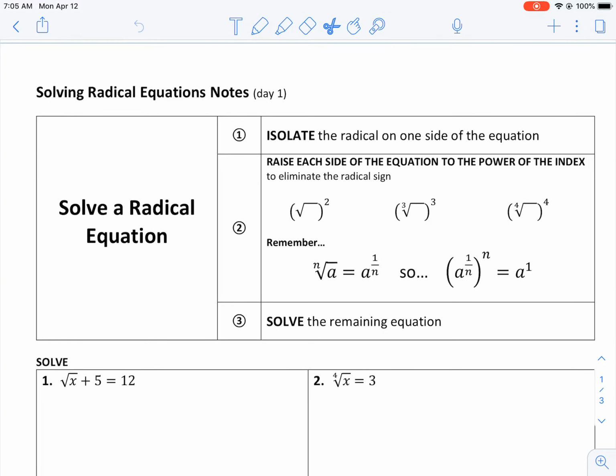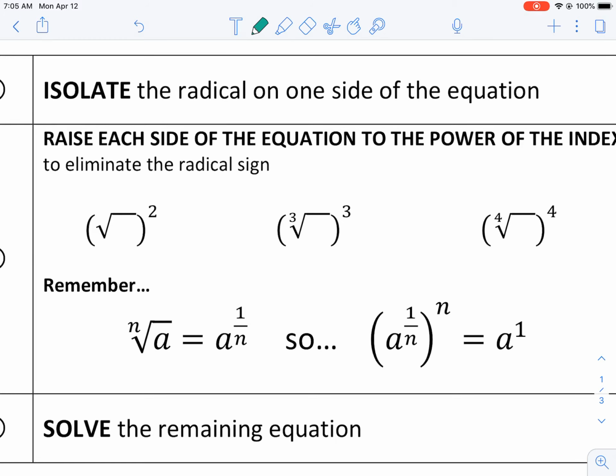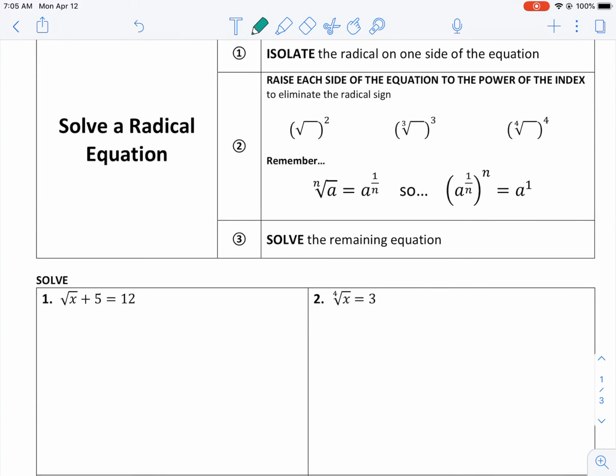So what you want to do is, number one, isolate your radical on one side of the equation, which means get your radical by itself, because the whole purpose of getting rid of a radical is that you have to use the exponent that the radical has. Like this is a square root, so you have to use a squared to cancel it out. This is a cube root right here, so we cube it to cancel it out. Fourth root, we go to the fourth. So you're basically just using exponents to cancel out radicals. And then you just solve whatever you have left. At that point, it should be just like a linear equation.